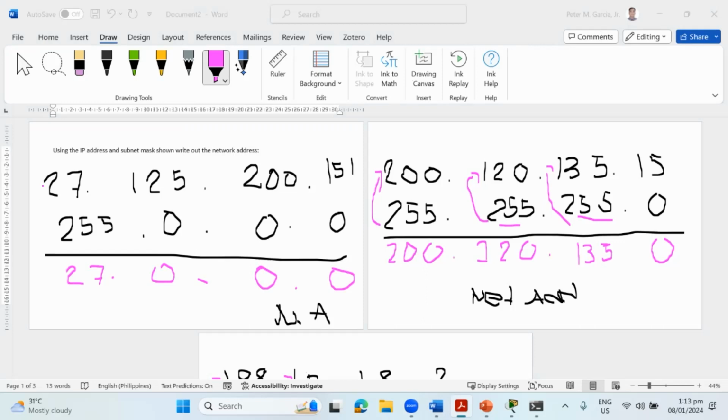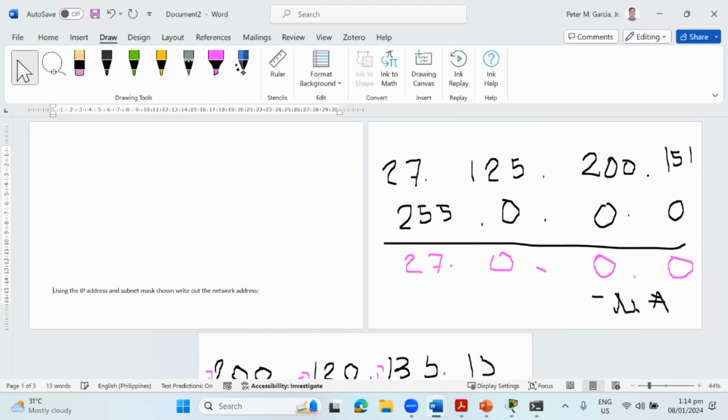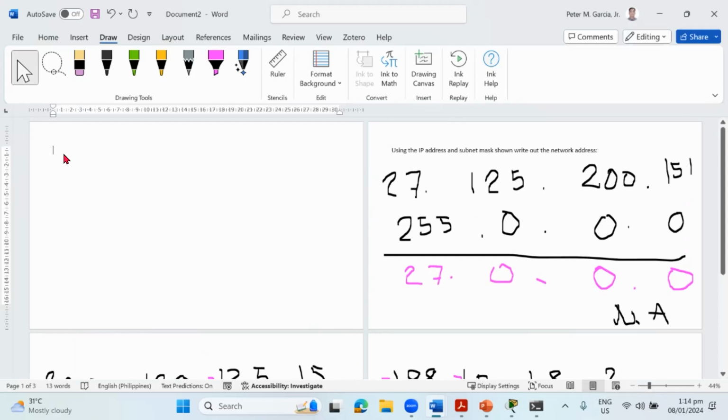Nag-gets po ba yon? Nasundan naman po ba yung ating finding the network address? Ganun lang kasimple, ganun lang kadali ang pag-exam natin. Ito actually, ganyan yung magiging exam nyo. Yan na yon. And lastly is the instruction naman.